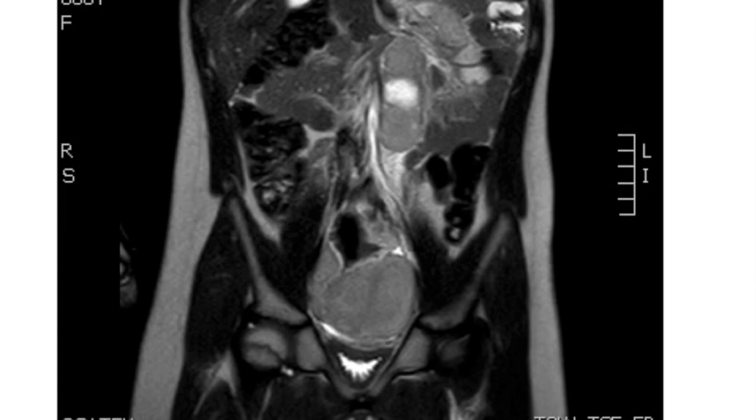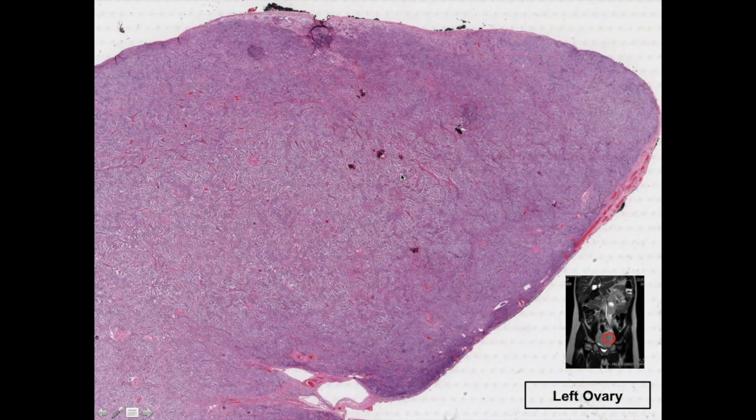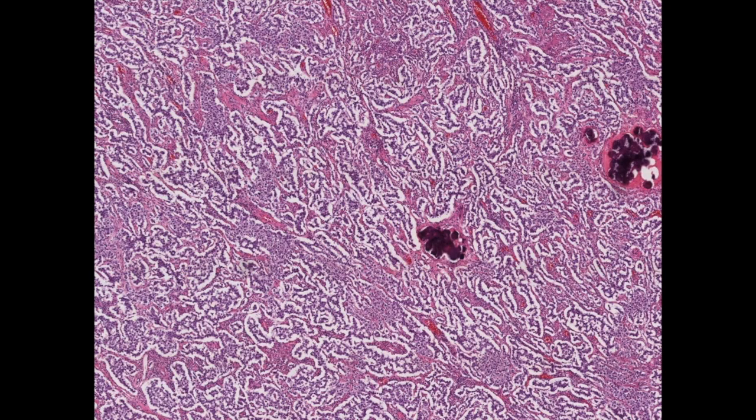The first lesion is a solid mass of 7 centimeters, right here in the left adnexa, and the second is a nodular mass of 2 centimeters below the renal hilum, right here. The first lesion corresponds to the left ovary, and we observe that the normal parenchyma is replaced by a lesion with a trabecular pattern and sheets, right here, with some calcifications.